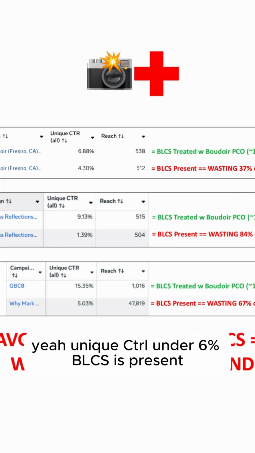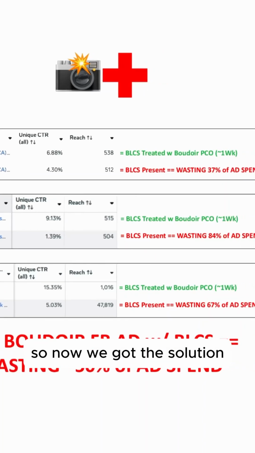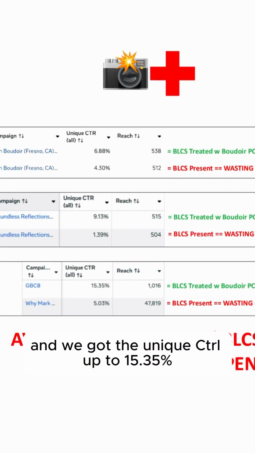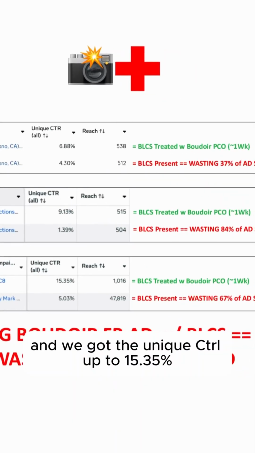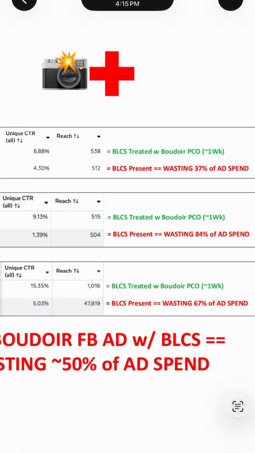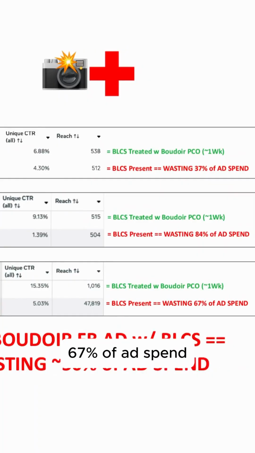Unique CTR under 6%, BLCS is present, Boudoir low click syndrome. So now we've got the solution. We can treat it with Boudoir Pico, takes about a week. And we got the unique CTR up to 15.35%. So we found out the original Boudoir Facebook ad was wasting 67% of ad spend.